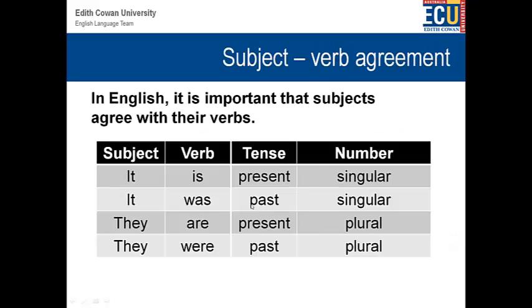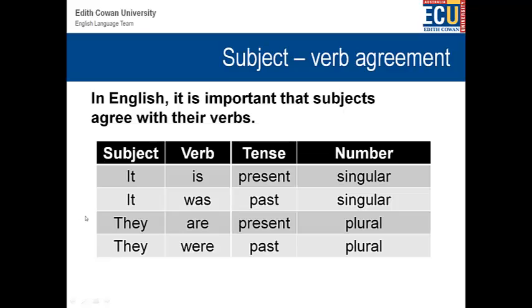So, subject-verb agreement. In English, it's really important that subjects agree with their verbs. For example, we say it is. We don't say it are. It was. We don't say it were. It must be it was. So, it is present singular. You could also say it makes, again present singular. It was is past singular. If you were going to do past singular with the verb make, you would say it made, and that would be past singular.